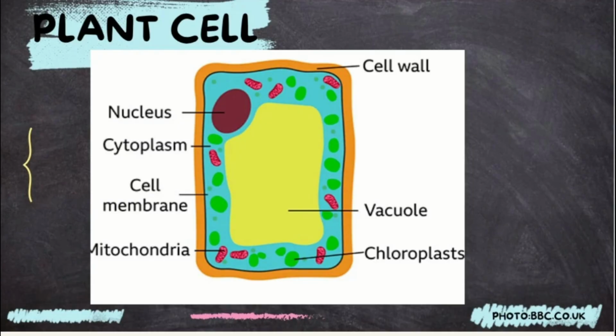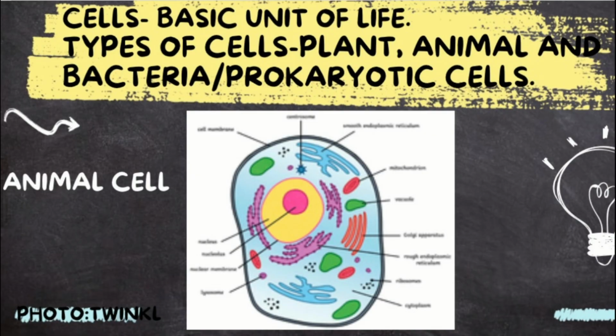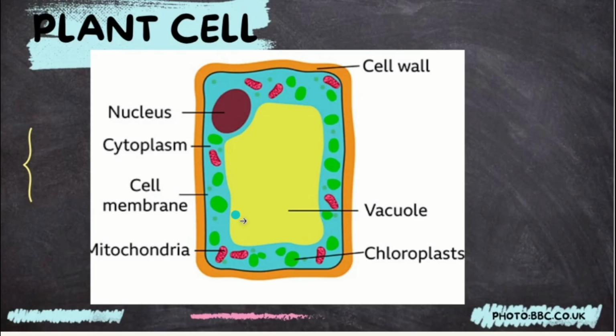So why do you think the vacuole in the plant is so huge? Why does it need this big vacuole? Look at the animal cell, where the vacuole is just this small green something. Why in the plant is three quarters of the cell taken up by this vacuole? Because plants absorb a lot of water, right? They take in a lot of water and minerals from their roots.